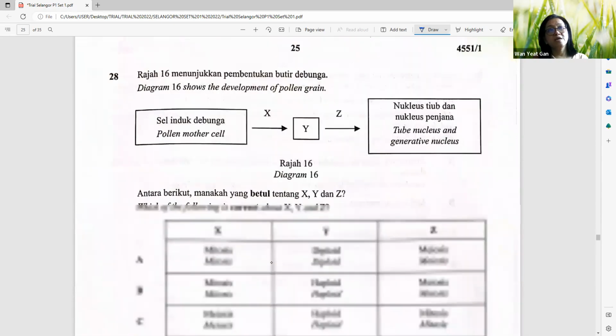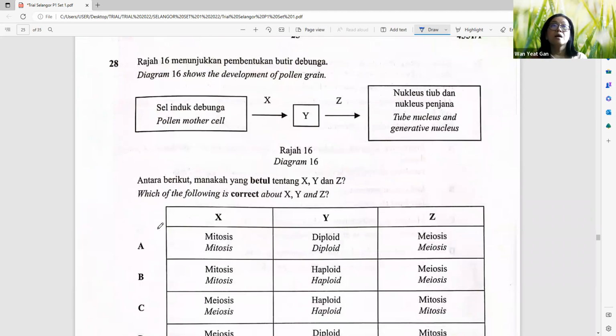Okay, number 28. Which of the following is correct about X, Y, and Z? Now, the diagram actually shows the pollen mother cell changing into Y, and then after that, the tube nucleus and the generative nucleus are formed. So here the answer is C.